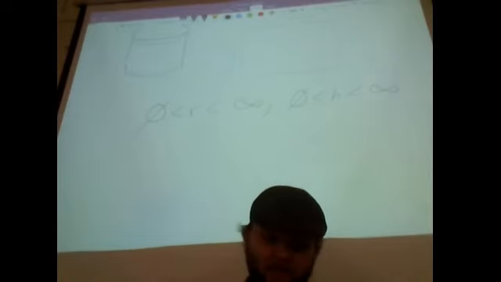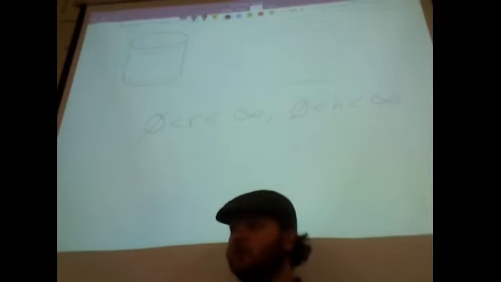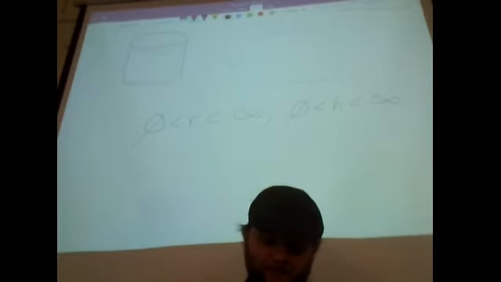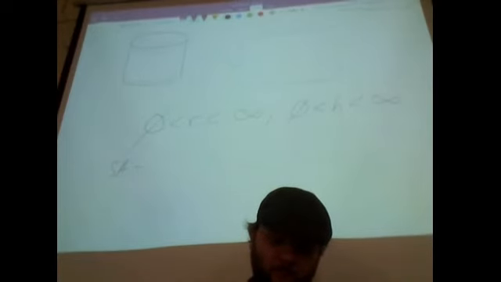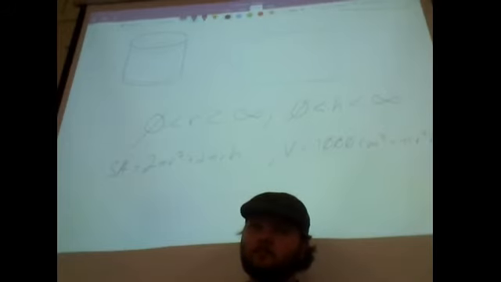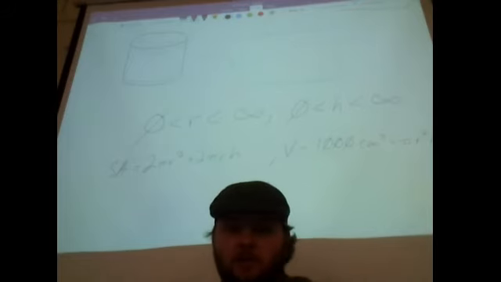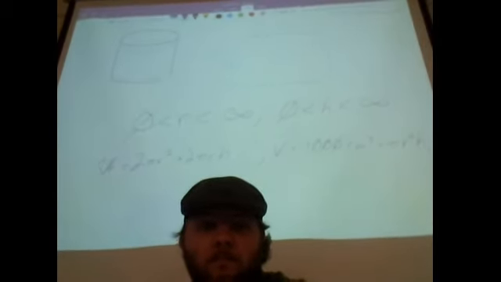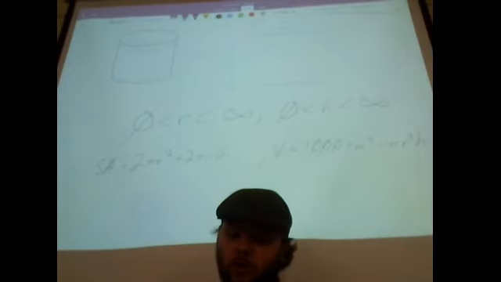Okay, now let's go to the other side. Let's say if I take my can and I squish it, the radius will get bigger and bigger and bigger, but not quite up to infinity. Similarly, the height can go from 0 to infinity, not including the endpoints. So let's have fun. Because in this next step, I need to do what? One variable, one equation.